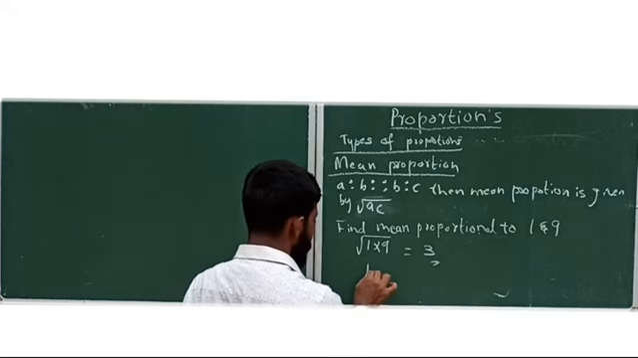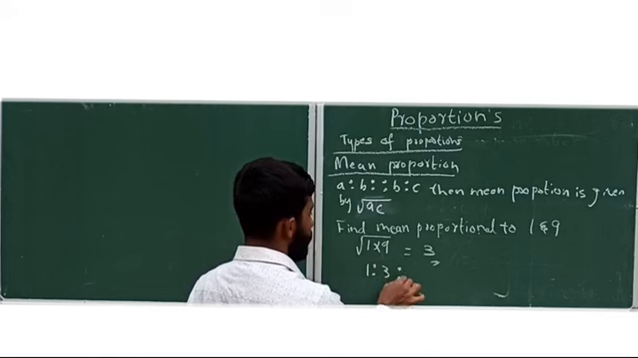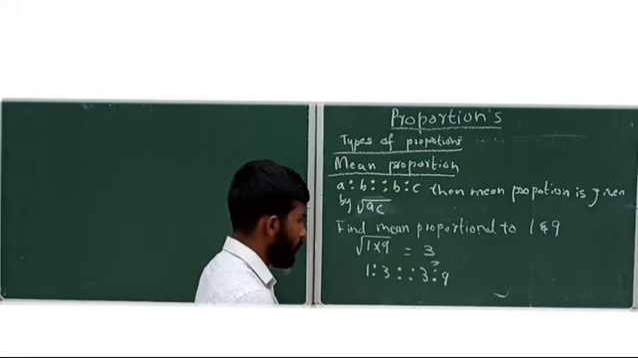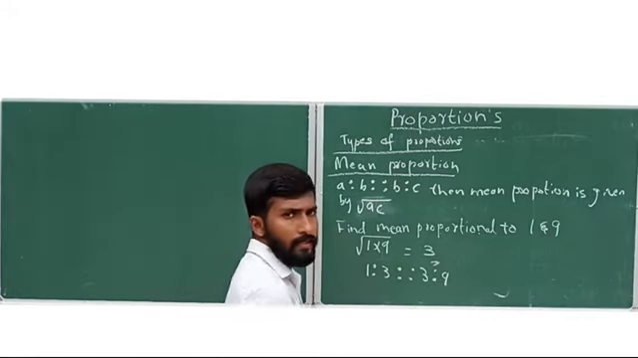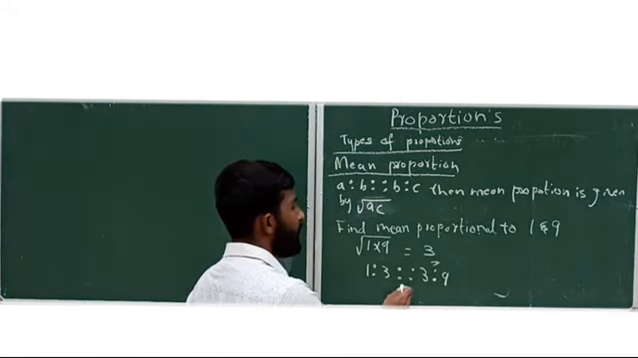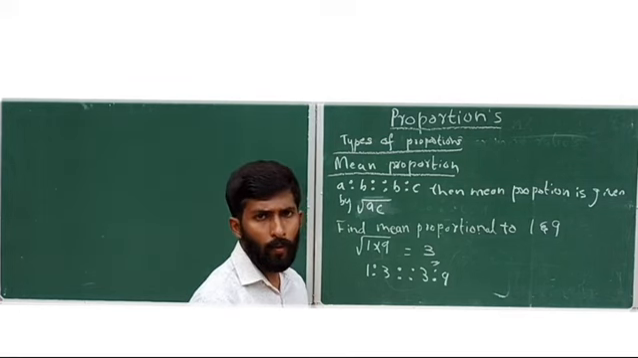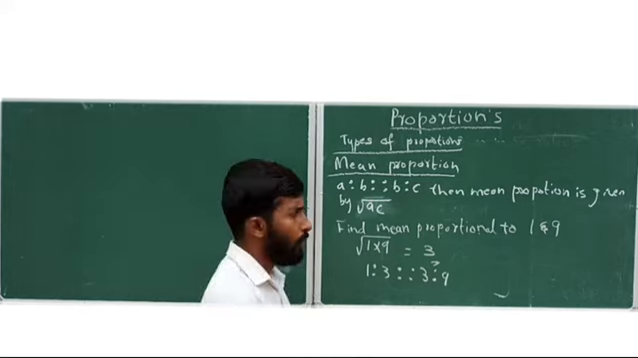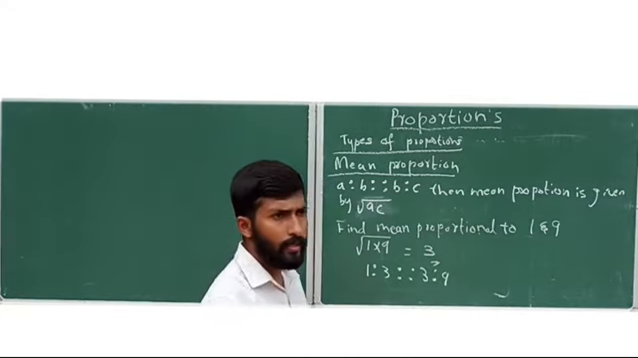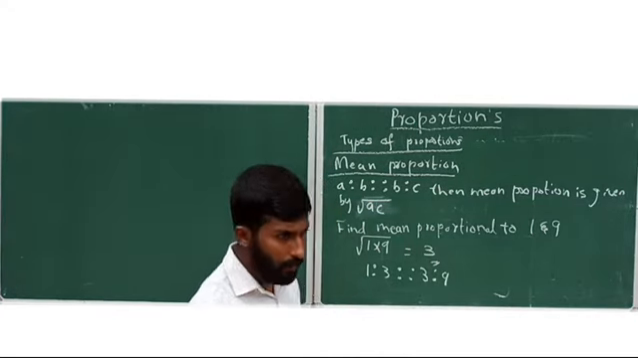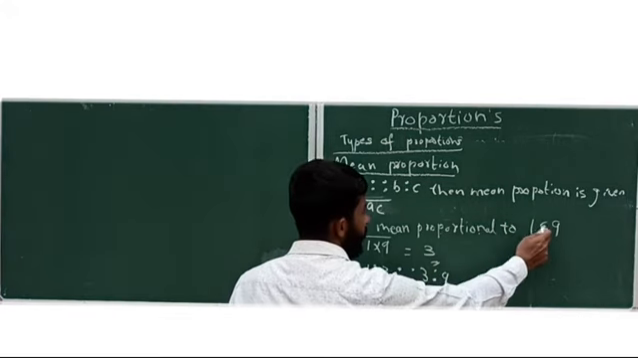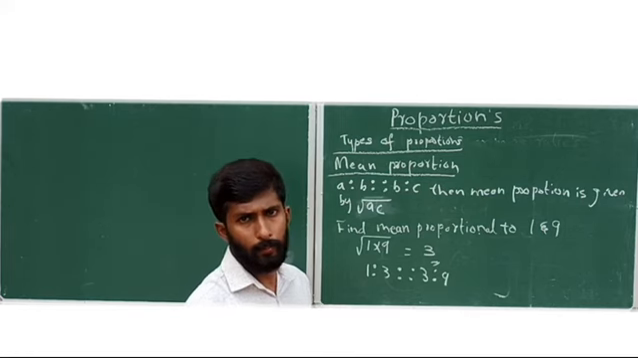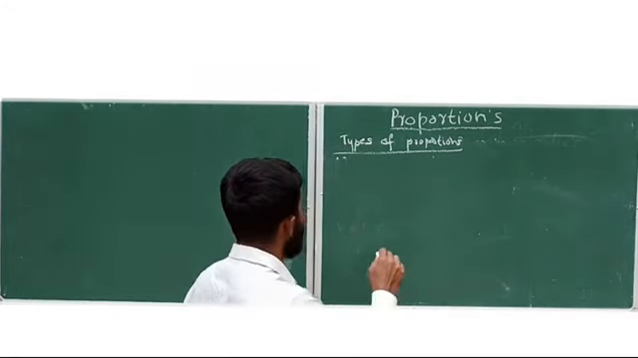You can write it as 1:3 is proportional to 3:9. Now see, A into D, 1 into 9 is 9. B into C, 3 into 3 is equal to 9. The equality of the ratios holds, right? Therefore, whenever two numbers are given and the question is to find the mean proportional, then take the square root of A into B. That gives the mean proportional to the given two numbers. Clear?